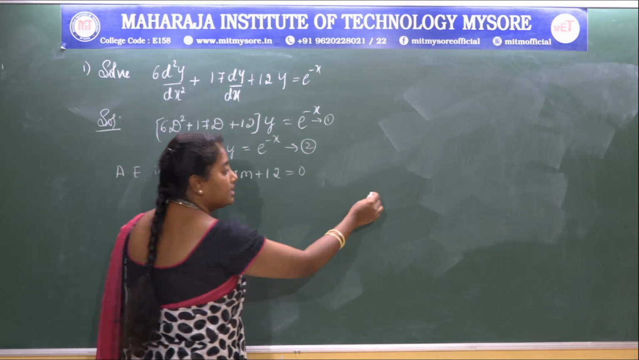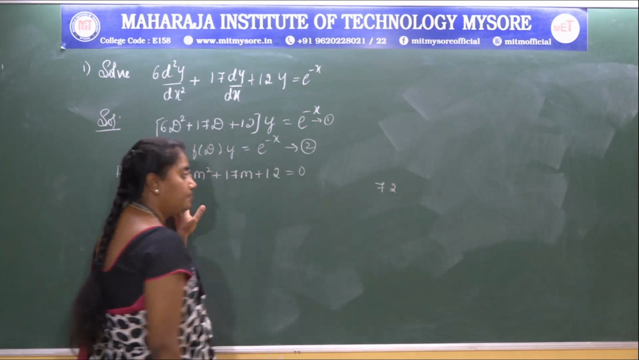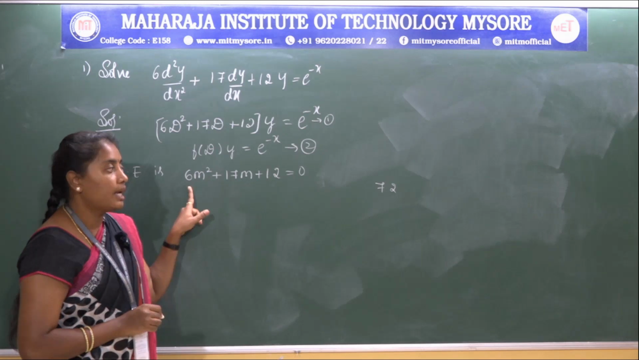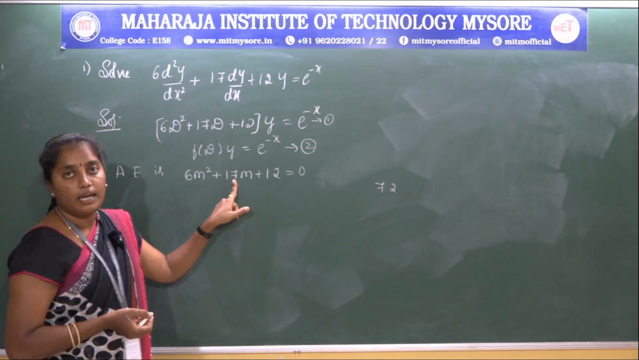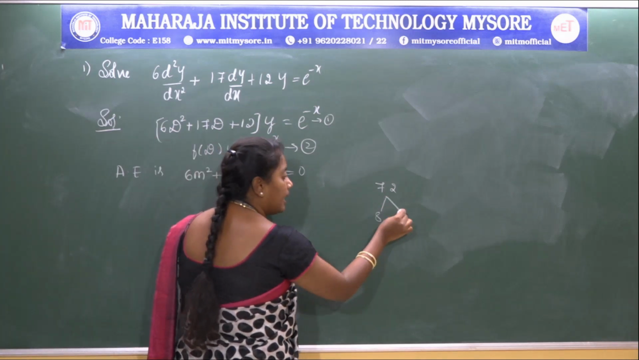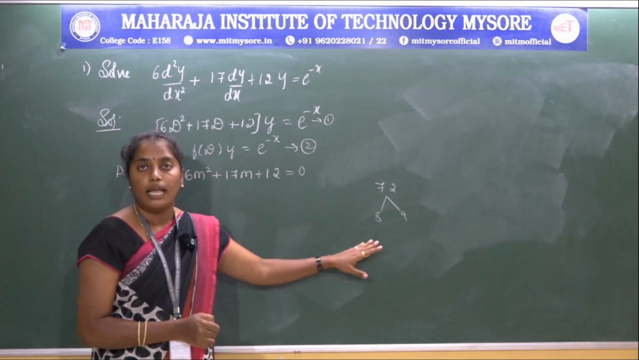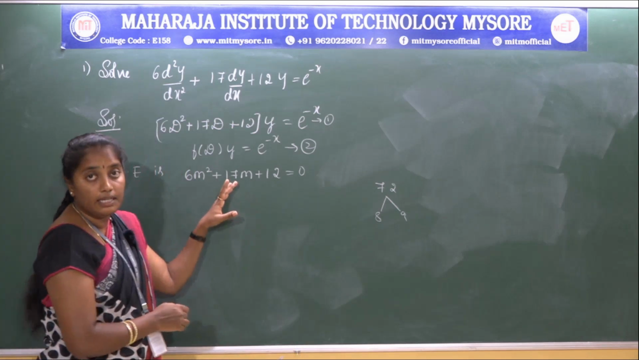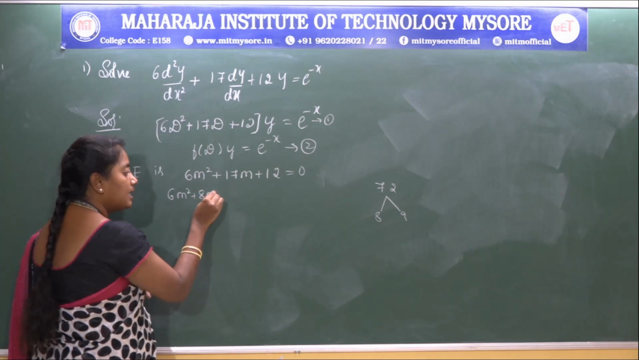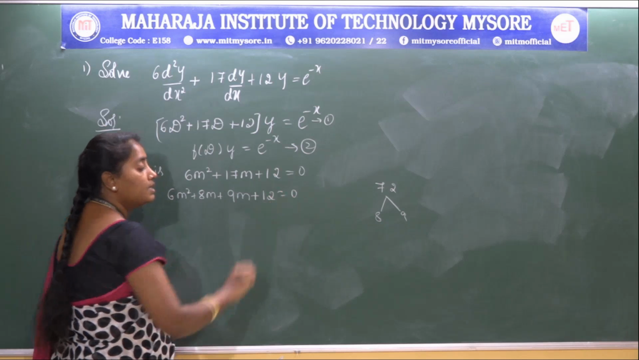On multiplying 6 and 12 we get 72. Now we have to select two factors such that on multiplying we get 72 and on adding we get 17. So here the factors are 8 and 9. 8 into 9 is equal to 72, and 8 plus 9 is equal to 17. So factorizing this, 6m square plus 8m plus 9m plus 12 equal to 0.